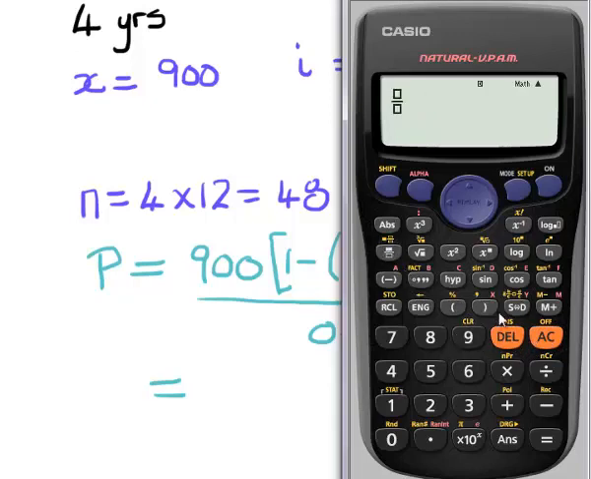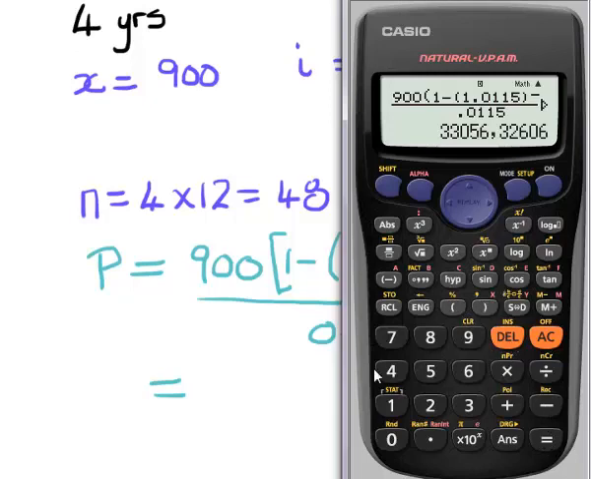Fraction button. 900. Open your bracket. 1 minus. Open another bracket. Now this is going to be 1.0115. Can add them in our head, that one. And we're raising it to the negative 48. Go sideways, close the bracket, and then we go to the denominator, and it's going to be 0.0115 there as well. And let's see what our answer is.